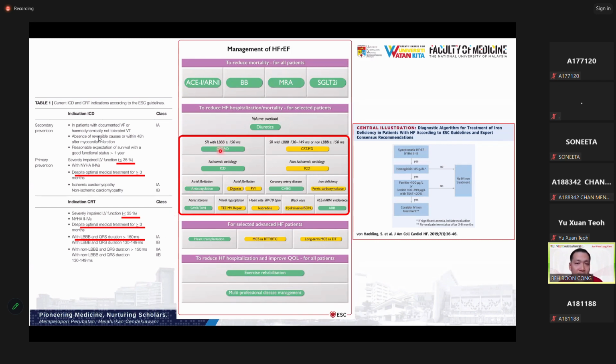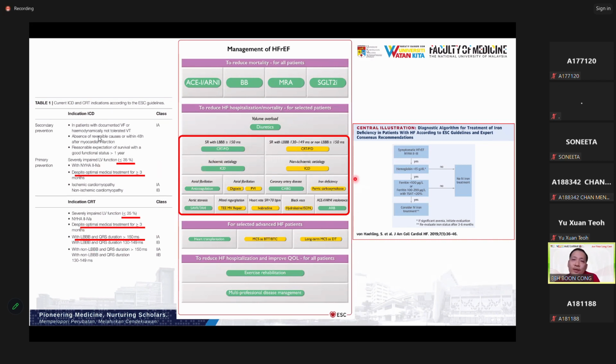CRT means cardiac resynchronization therapy, either pacing or defibrillators. It also depends on the criteria. If you look at ICD and CRT, the criteria are almost similar. You must have at least 3 months of optimized anti-failure therapy. The difference between these two is that for CRT you need the ECG criteria, meaning you need a QRS duration of more than 150, preferably LBBB pattern. This will benefit them to improve their heart failure symptoms.